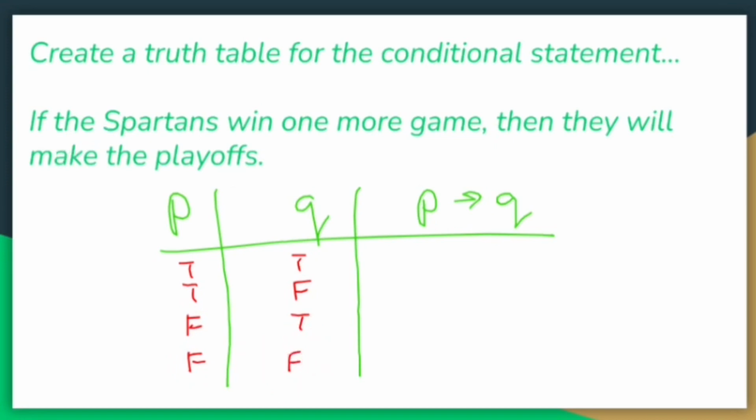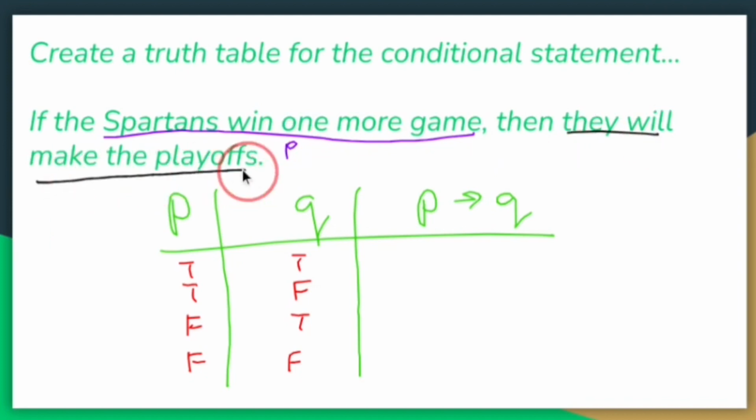So when we look at this, we're going to view this from this real life fake problem that I just made. The Spartans win one more game is P. They will make the playoffs is going to be Q. So if the Spartans win one more game, they will make the playoffs. True. That's the original statement. So that would make sense that if P then Q, then P then Q is true.